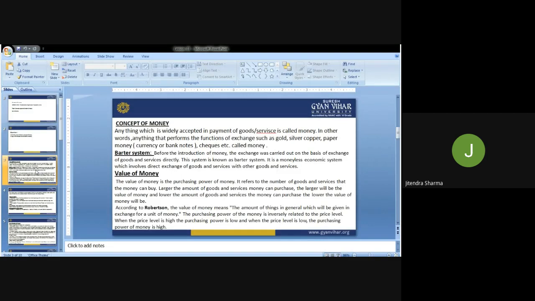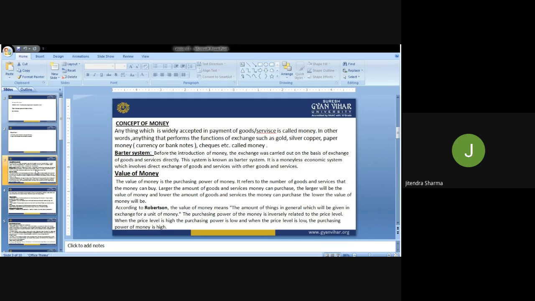The exchange function being complete: money, such as gold, silver, copper, paper money, currency or bank notes, checks, etc. All these are known as money and are called money. In the ancient era, and still in villages, we have a barter system.